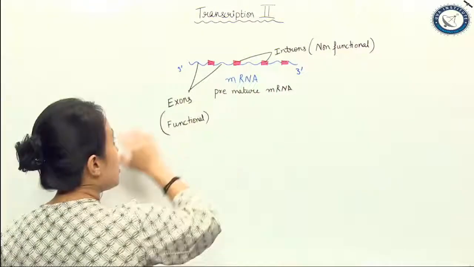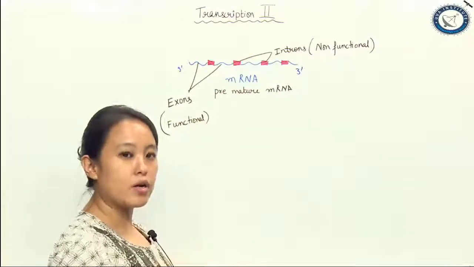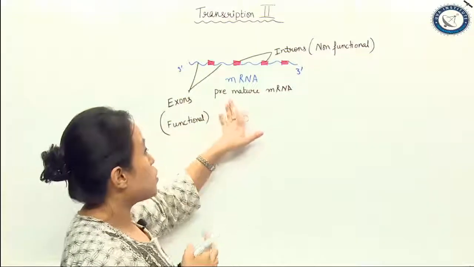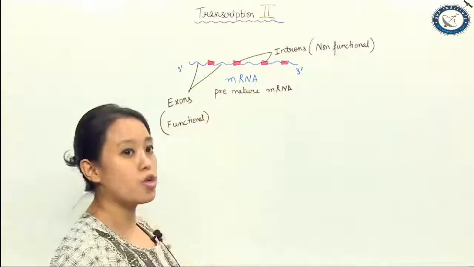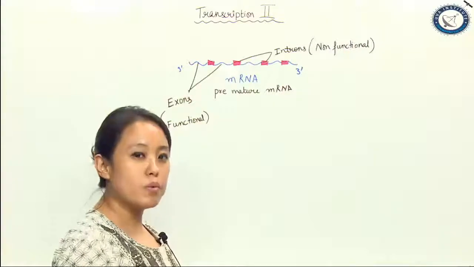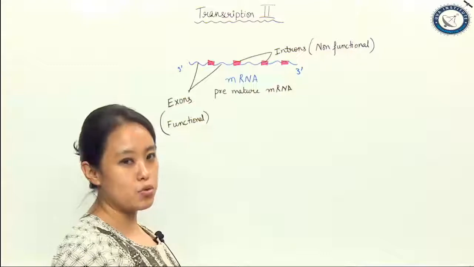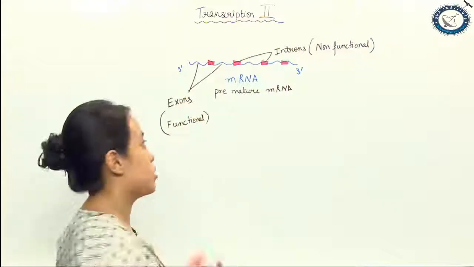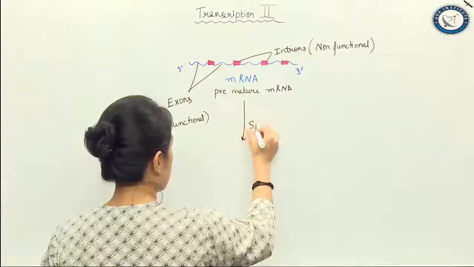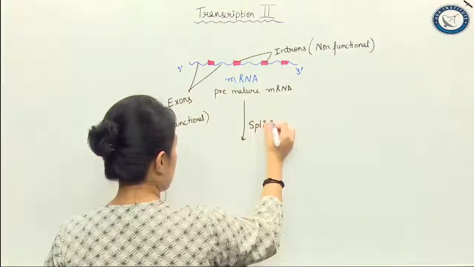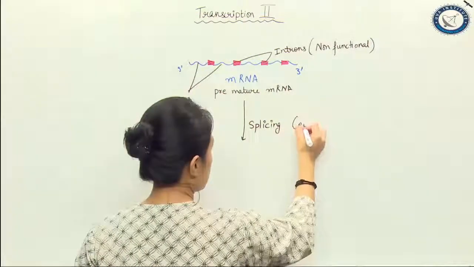So what happens? We need to get rid of these introns, because the mRNA which I get finally should not have these intronic regions, then only it will be able to move outside the nucleus in the cytoplasm to synthesize proteins by the process known as translation. So what happens? In this, we will do a process which is known as splicing, and this splicing will be accompanied with the help of some enzymes.